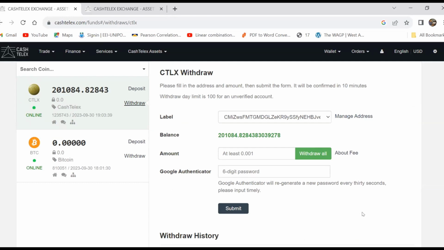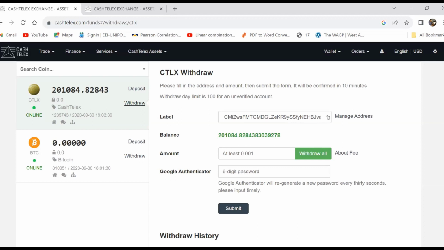Withdraw daily limit is 100 for an unverified account. But because our account is verified, you can withdraw as much as any amount you want to withdraw because you have a verified account. So now, this is my, when I did some withdrawal, this was the account I withdrew to. This is the account I sent this into.